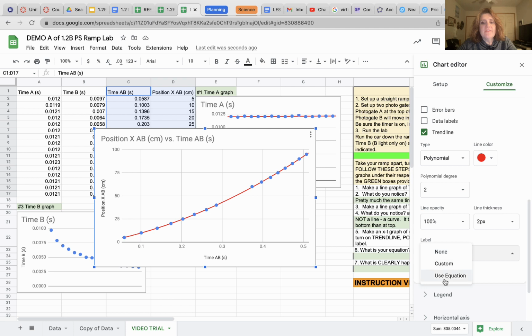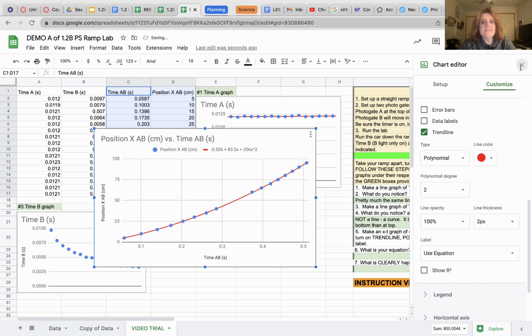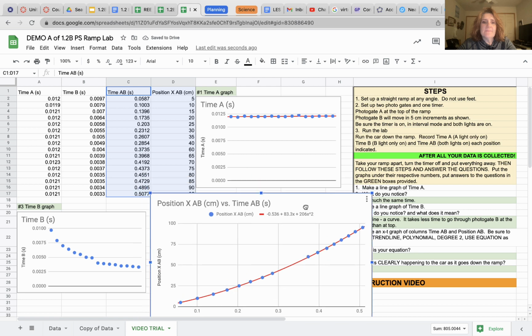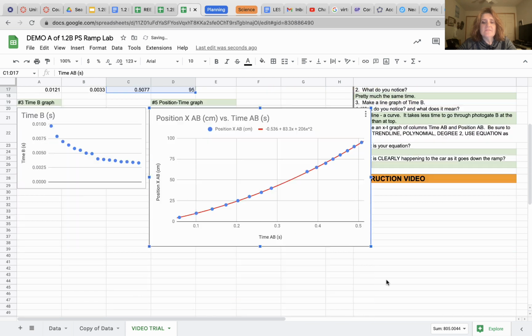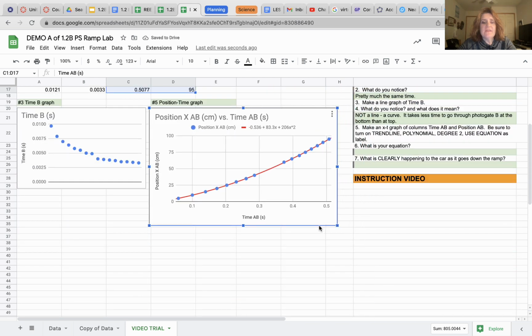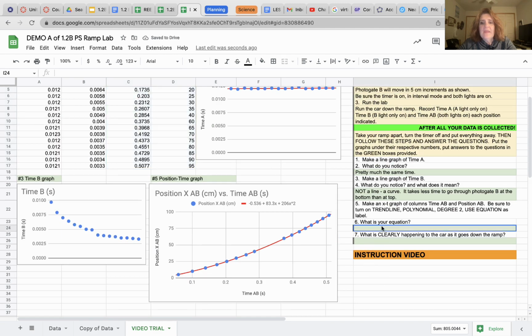I also want to turn on the label of the equation. That's going to come in handy in just a minute. So we're going to move that down to its position and shrink it down just a tad so that it fits a little bit better. And it says trend line polynomial degree 2, use the equation as the label. So what is your equation? Well, my equation says negative 0.536 plus 83.3x plus 206x squared.